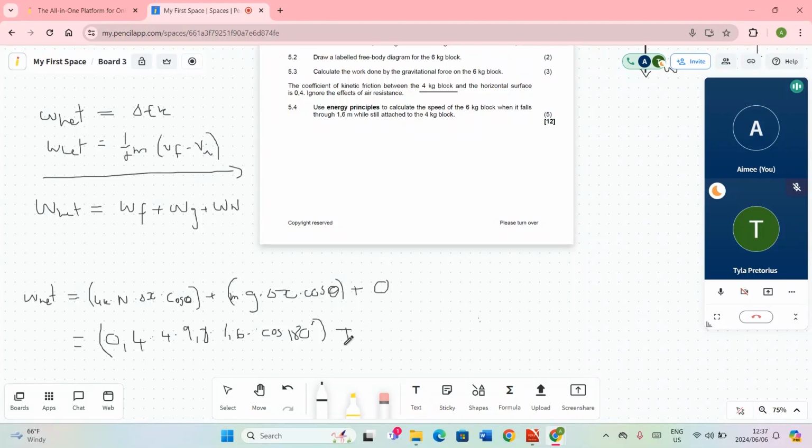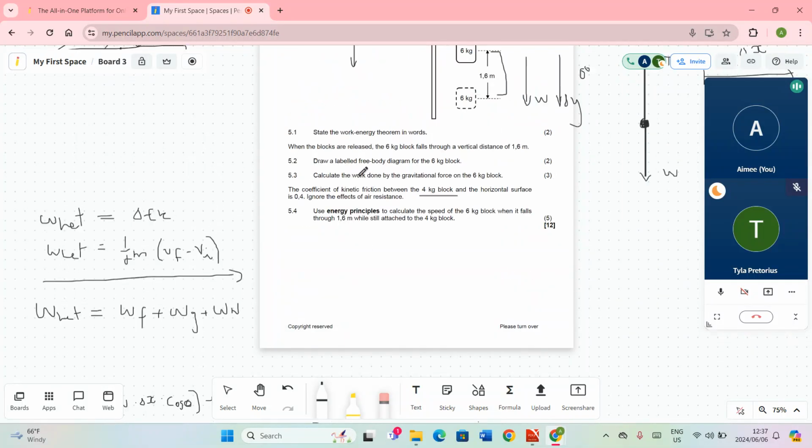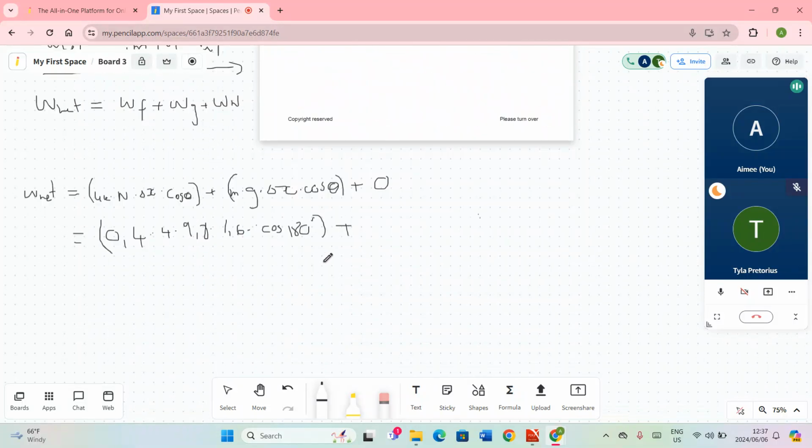Plus, now we say we already calculated this one. It was the first calculation that we did. It was to calculate the work done by gravitational force. So we just substitute in the value that we calculated there, which was 94.08 plus the 0. Okay, and now you calculate all of that, you add those two up, and you get a work net equal to 68.992 joules.